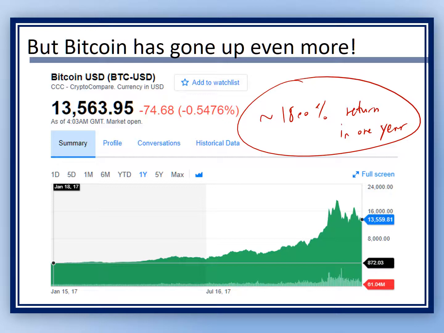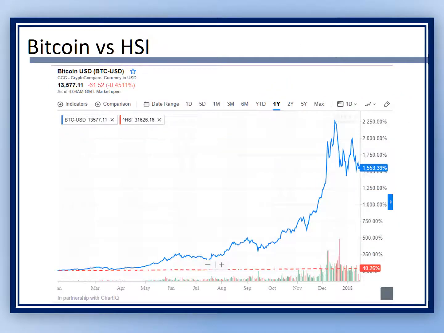Suddenly, the stock market doesn't look all that lucrative, right? Now you should buy Bitcoin. Everyone knows they should buy Bitcoin these days. If you put the two in the same diagram, that's what happens. The blue line is the Bitcoin return. The red line is the stock market return of Hong Kong. It barely registers. It almost looks like a flat line compared to the Bitcoin return.